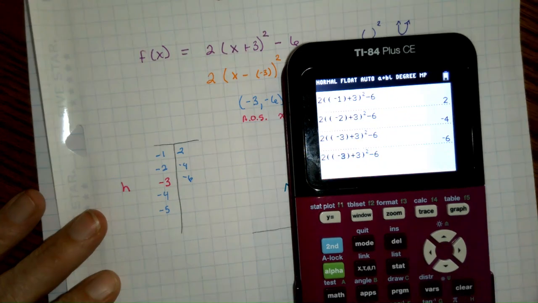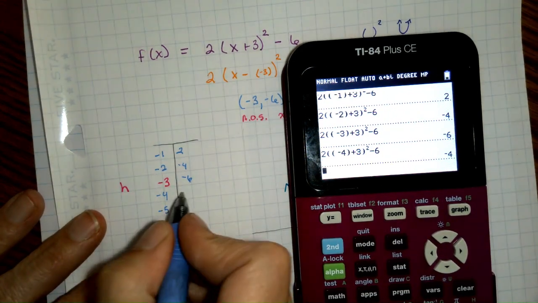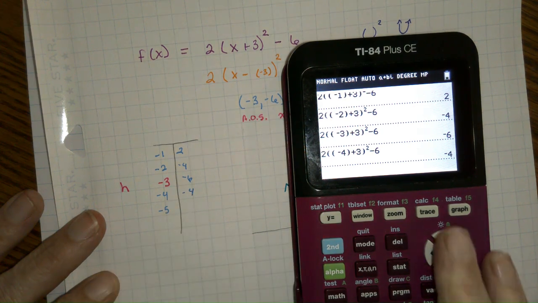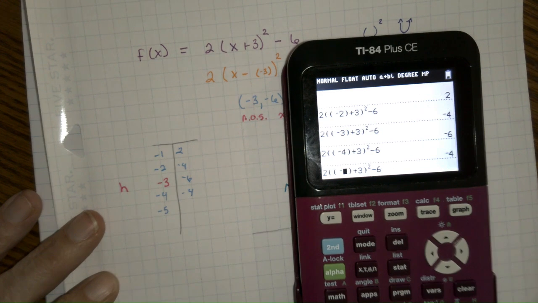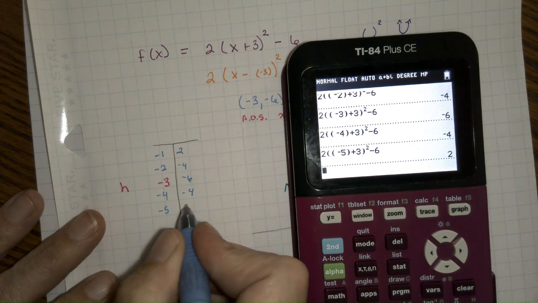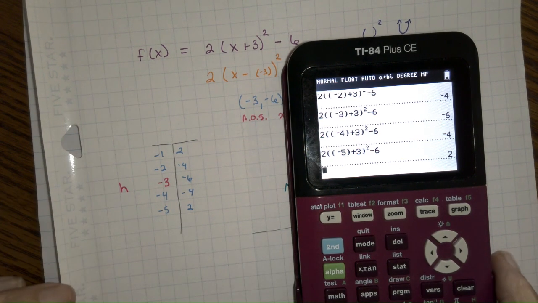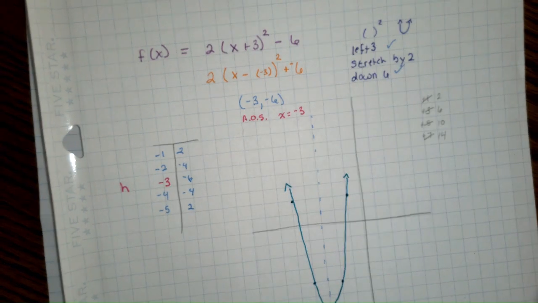At this point, if you don't start getting symmetrical answers, you might have done something wrong with your h value. But this is a good way to test to make sure that your h value is correct, is that your y's are symmetrical. And indeed, our y values did turn out to be symmetrical.